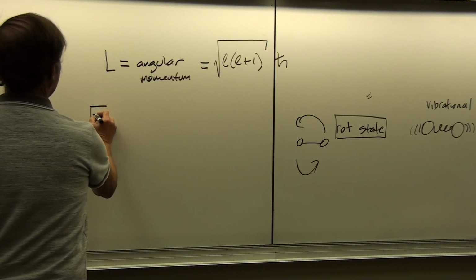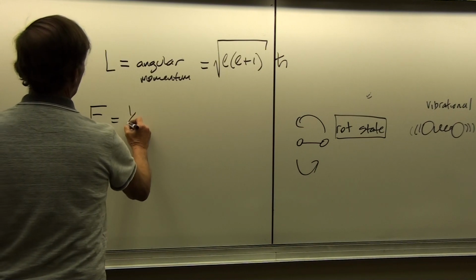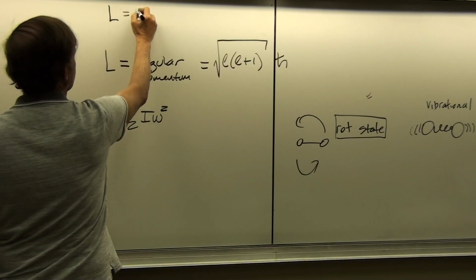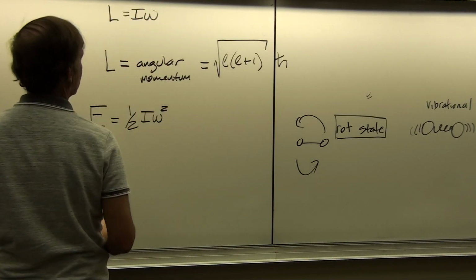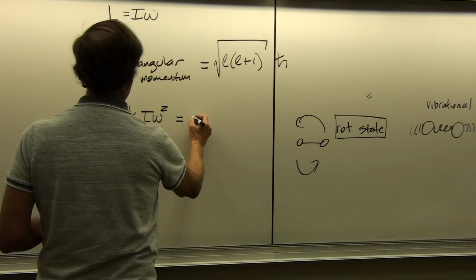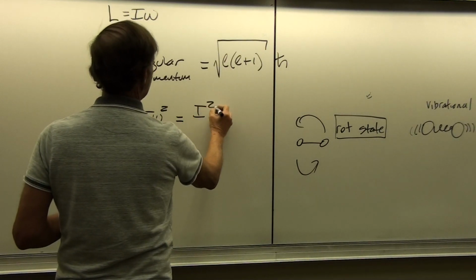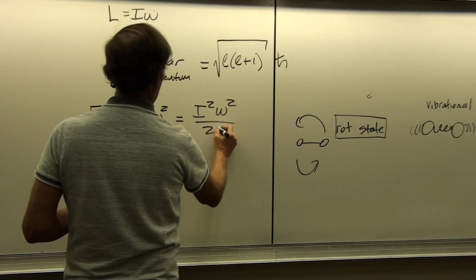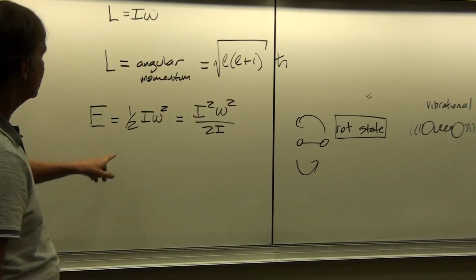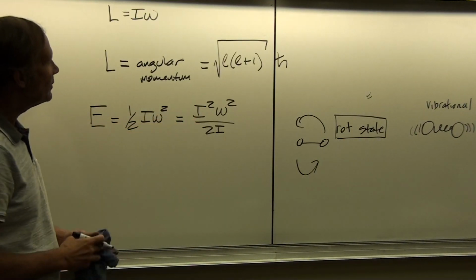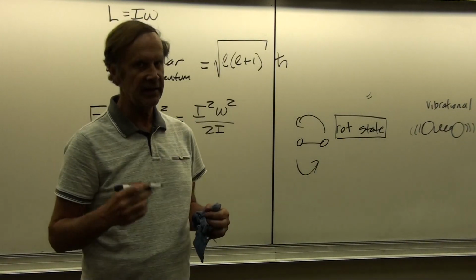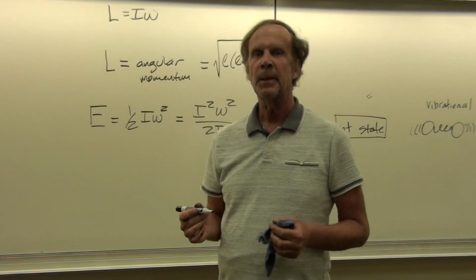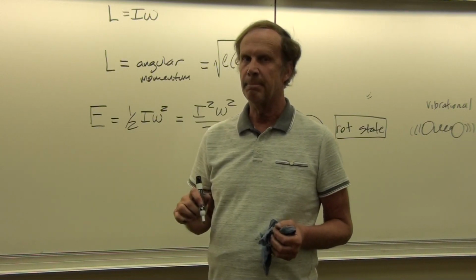But the total energy is equal to 1/2 I omega squared. But we also know that L is equal to I omega. Okay? And so we could rewrite this then as I squared omega squared divided by 2I. So that's the same thing as 1/2 I omega squared. But remember before when we did this for kinetic energy, we could either write kinetic energy as 1/2 mv squared, or we could write it as p squared over 2m.